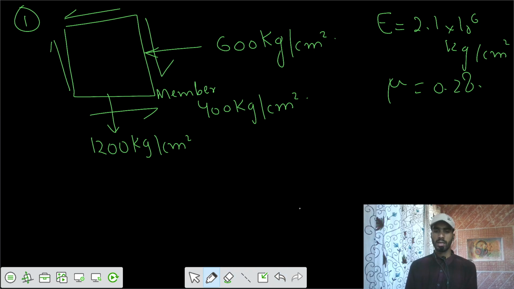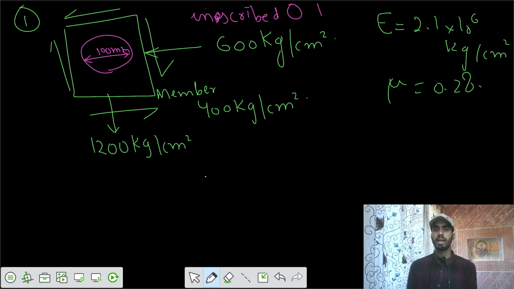Then we say that you had this member, and we have inscribed a circle on this element. So let's say we have marked it using some marker, or we can inscribe it. This is some circle of diameter 100 mm. So let's write that: inscribed circle, 100 mm phi, 100 mm diameter.